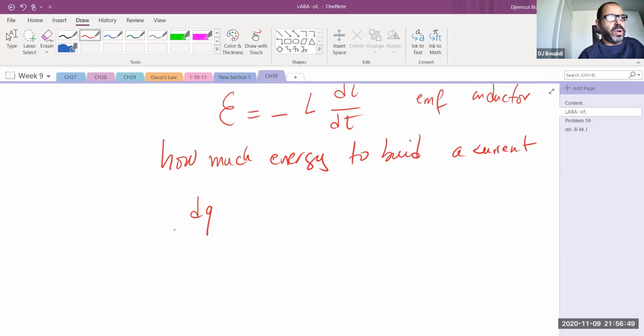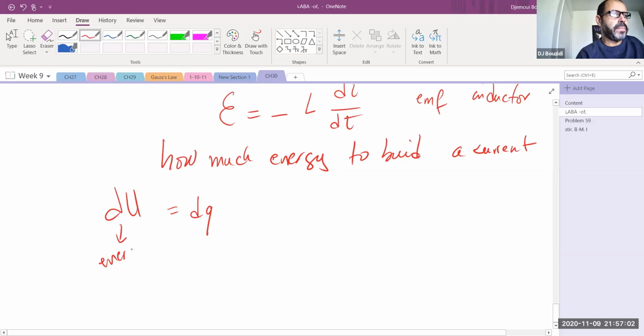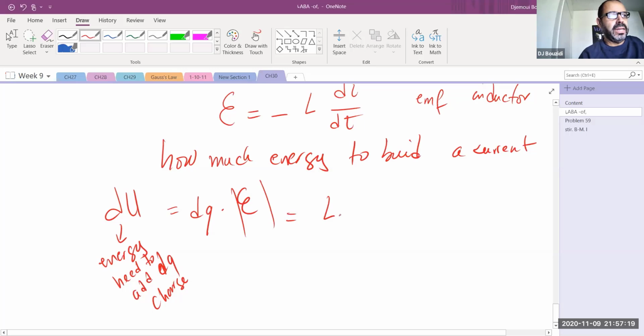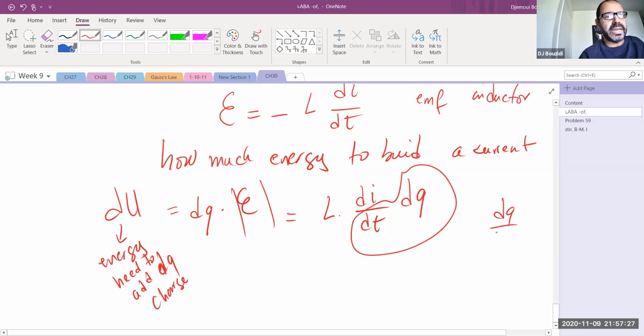So that's what I want to find. So in this case, it has already an EMF in it. So the net needed energy to overcome that, that's where the minus is coming, overcome, okay? So the energy needed, dU, so this is the energy needed to add dq charge, okay? It is going to be dq times the EMF, in absolute value, of course, because I already found the signs in here. So it's going to be L times di over dt times the next dq. I'm going to shuffle this expression a little bit and write dq over dt is actually I.